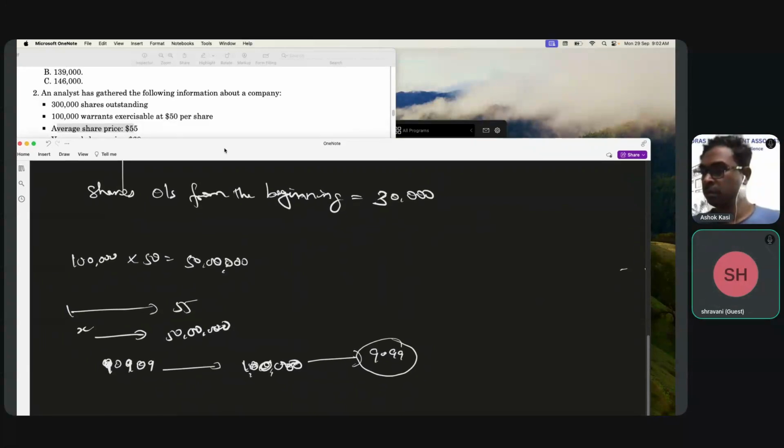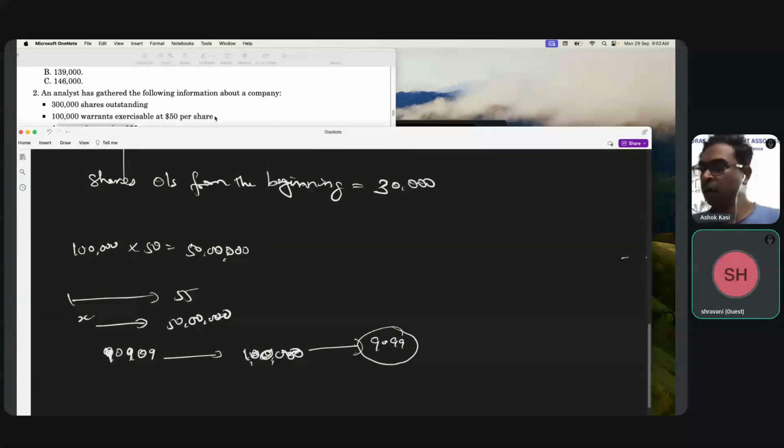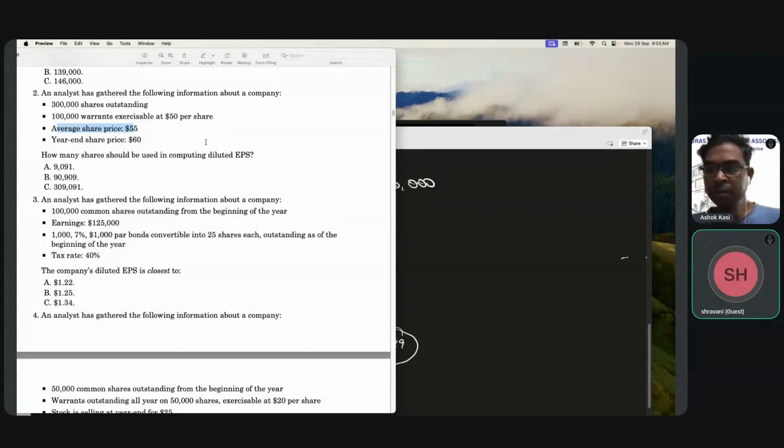In one sum, they had given the market share price. Market share price means this one, this warrant only. It was average only, average market price. You have to focus on whether it is average or year end. Both are market price only: average market price or year-end market price.